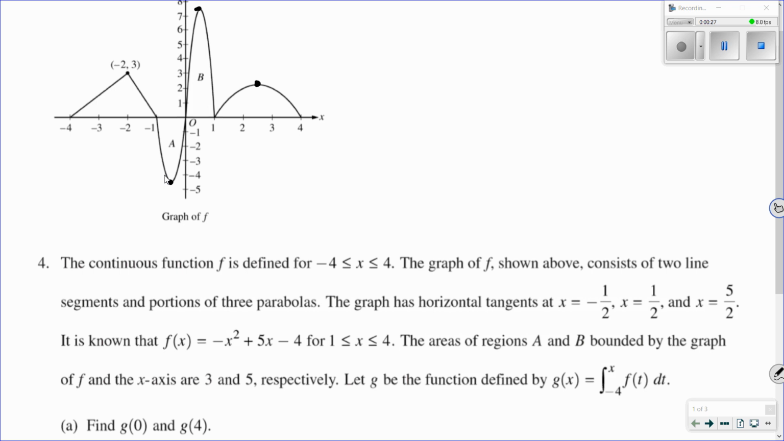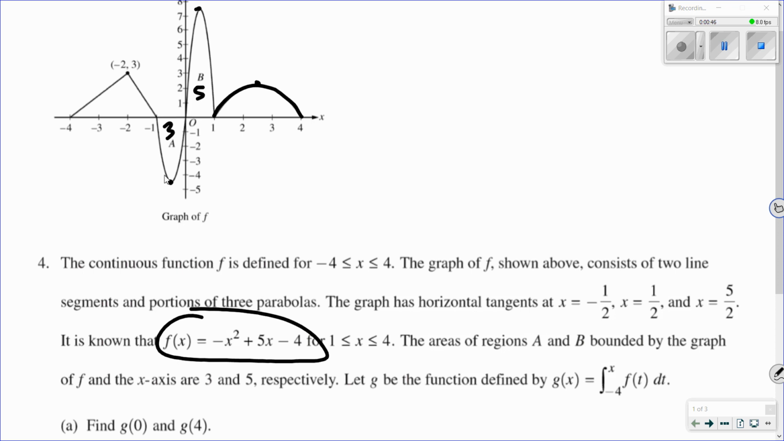We know that this function right here is defined by f of x right there from 1 to 4. Areas A and B bounded by f and the x-axis are 3 and 5 respectively. So A is 3 and B is 5.